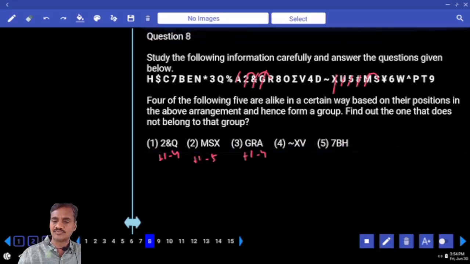And here again 1, 4, 1, 4. But in this choice it is 1, 5. That is the odd one. Question number 8.